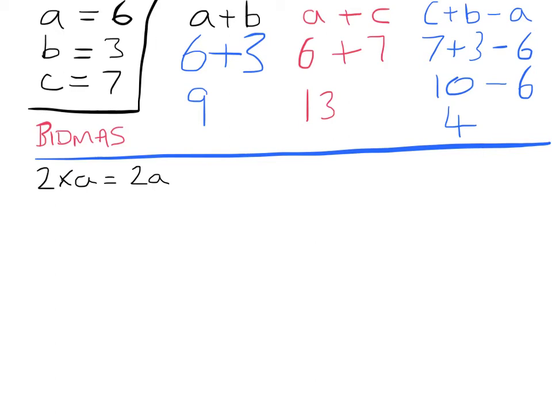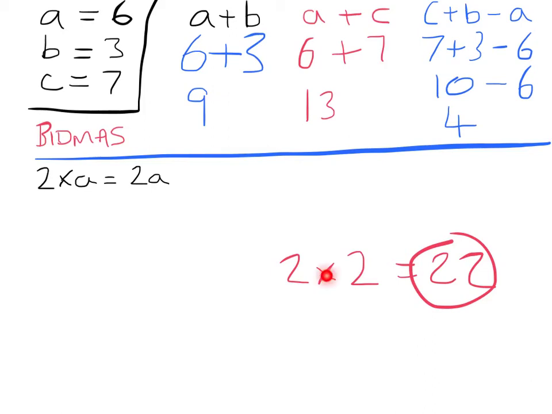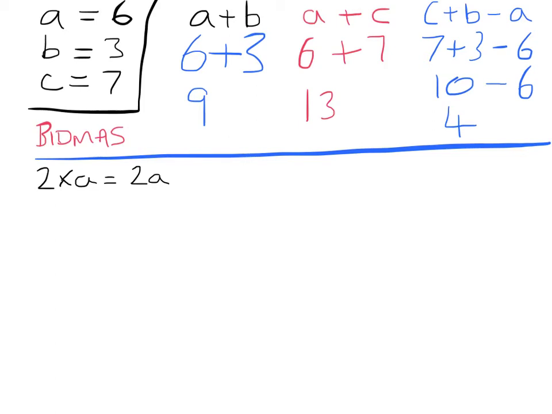Now, it doesn't work if you put two numbers together, because if I said 2 times 2 is the same as 22, well, no, it isn't, and we know that's not right. So it only works with just letters, or numbers and letters. Okay, let me get rid of that. Right then, let's get back on track. So 2 times A is the same as 2A.